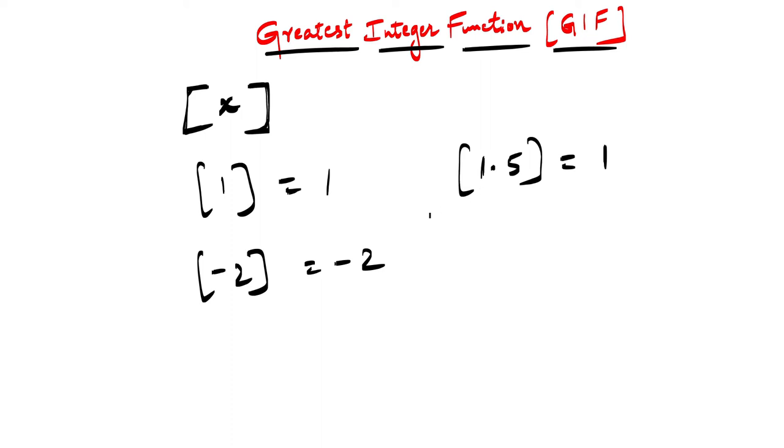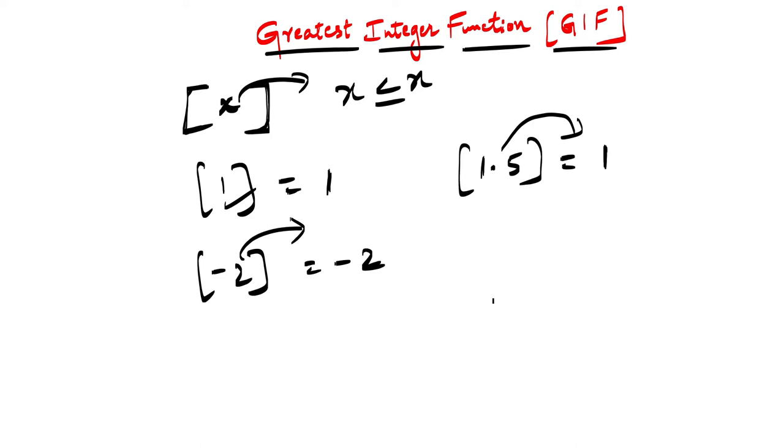So what is meant by GIF? GIF generally rounds down a real number to the nearest integer. If you take any integer, it stays the same, and in this case the GIF of x must be either less than x or equal to x. So for instance, take 1, the GIF of 1 is 1, equal to x because it is an integer. Minus 2 is also an integer, hence the GIF of minus 2 is minus 2. However, 1.5 is not an integer. So to make it an integer, it should round to the nearest integer which is less than 1.5. Hence, 1 is the nearest integer which is less than 1.5. So this is the GIF of 1.5.